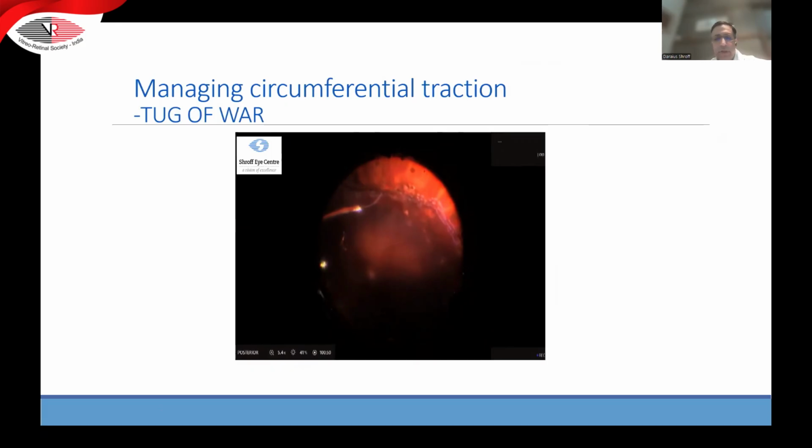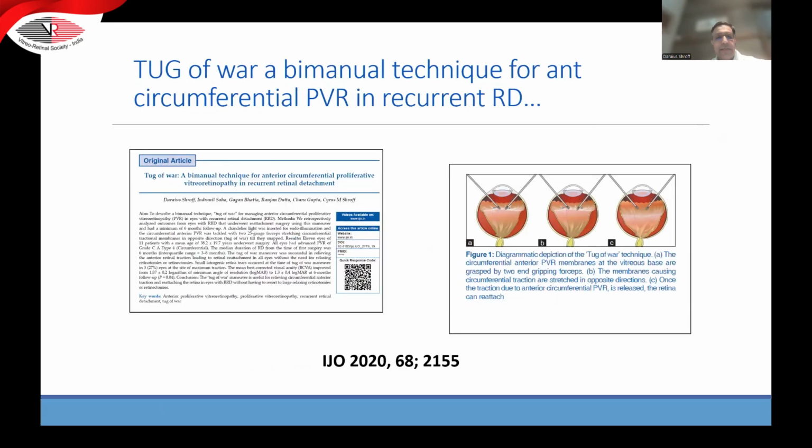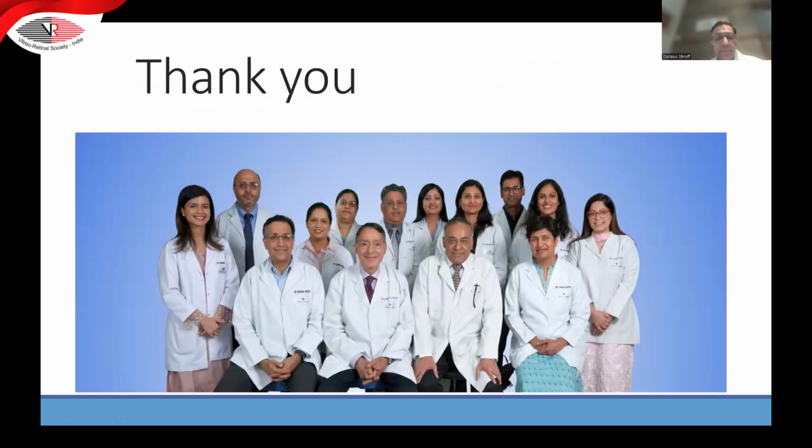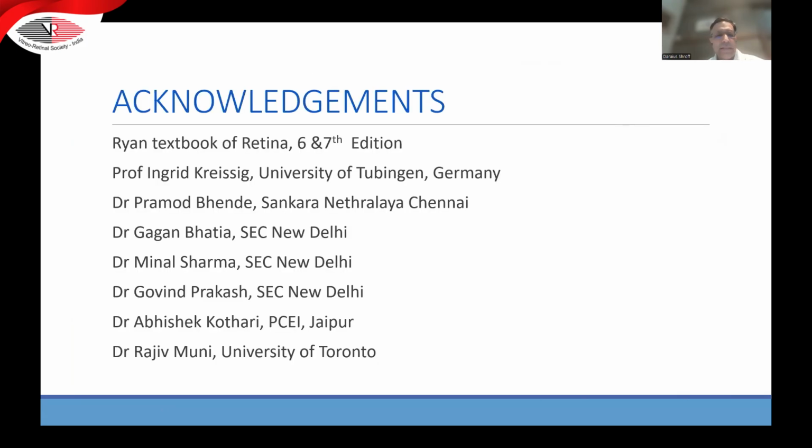This is another bimanual maneuver, very useful for these cases, and this was published by us in the Indian Journal of Ophthalmology: Tug of war, a bimanual technique for anterior circumferential PVR in recurrent RD. So I hope you found this useful, and these are some tips and tricks which will help you go through and manage these complex cases.